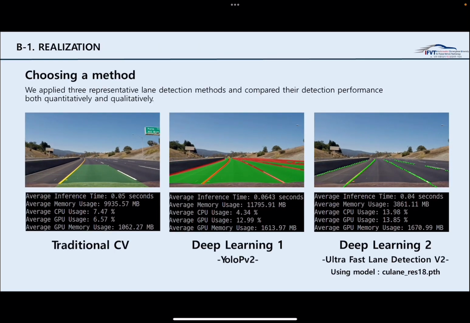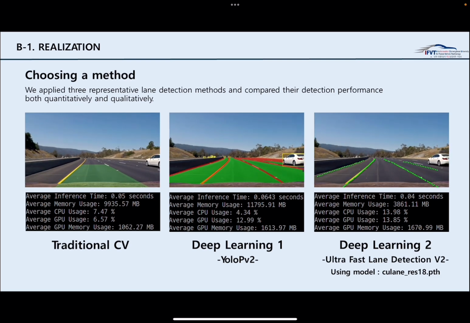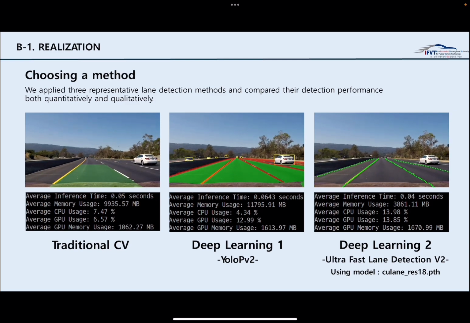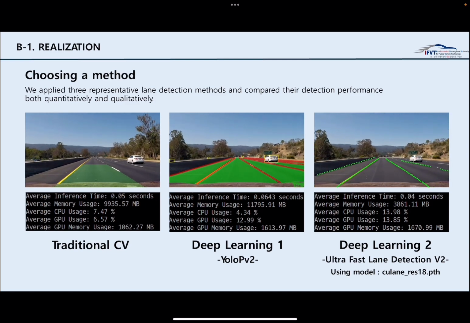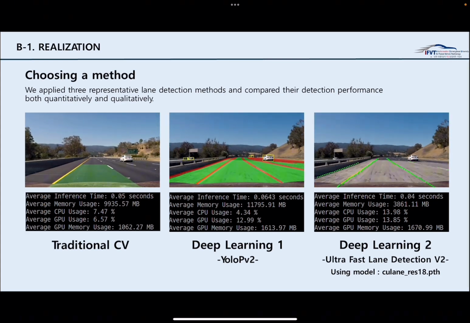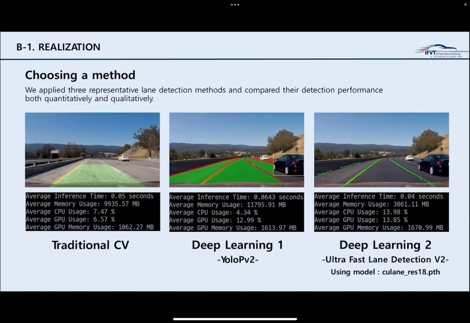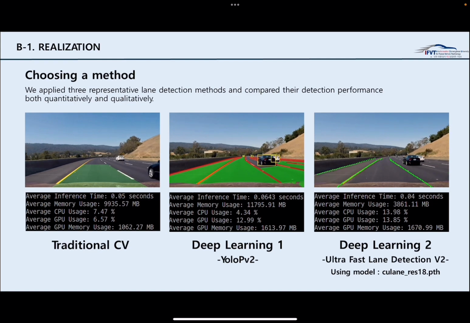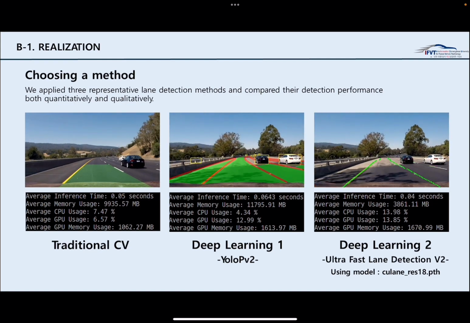There are 2 main approaches to lane detection, traditional methods and deep learning-based methods. However, traditional methods struggle with complex road environments and lighting changes. Among deep learning-based methods, we compared YOLOPv2 and Ultra-Fast Lane Detection V2. YOLOPv2 demonstrated stable and accurate lane detection in various environments, whereas Ultra-Fast Lane Detection V2 showed incorrect detection in some situations. Thus, we chose YOLOPv2 for our lane detection algorithm.